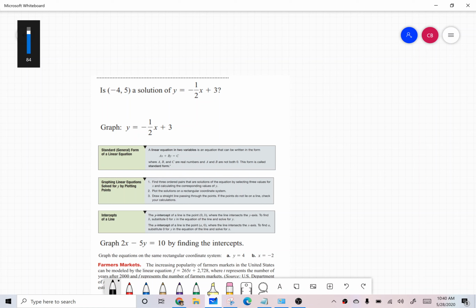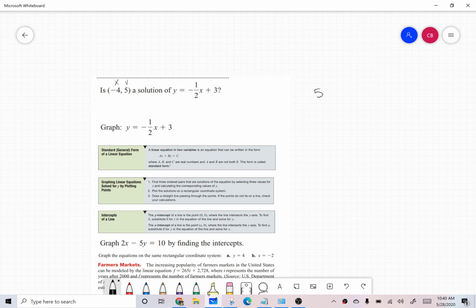So for today's lesson, we're going to talk about graphing. But before we start graphing, we are going to check our solution. And so it says, is the ordered pair negative 4, 5 a solution to y equals negative 1 half x plus 3? So if we want to check this, this is obviously your y value. This is your x value. So we're just going to plug those in.